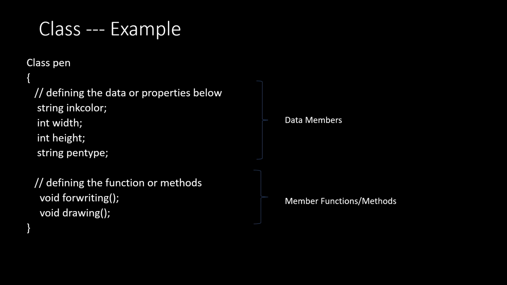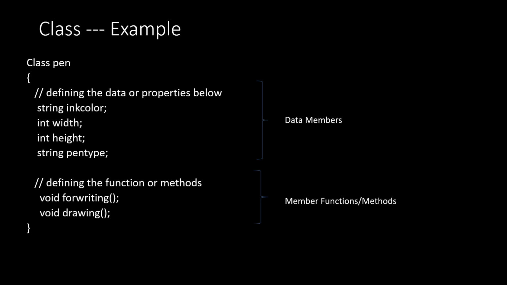Each object will have its own properties, and we have to define those properties inside the class. Then we have the methods or functions. Using the pen we can do writing, we can draw. So these are the methods, the functions I have defined here. This is called a class. Based on this class, we can create any number of objects, so we can create a real world object using this class.